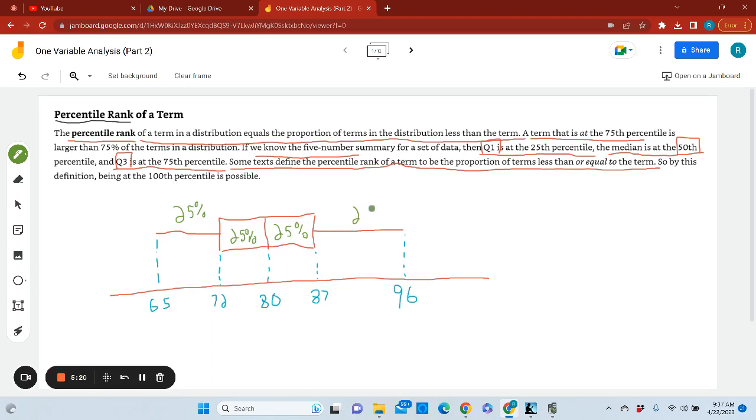The length of any piece of a box plot simply tells you the spread of that quarter of the data. So you can see the lowest 25% of test scores on this box plot were between or equal to 65 to 72.